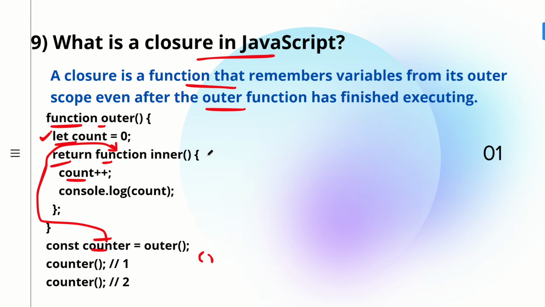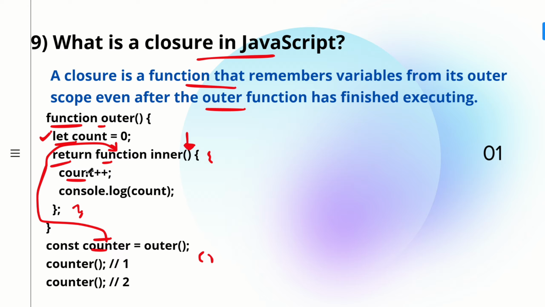Because in the scope of this inner function, you can see there is nothing called count variable. Count variable was there in outer function, which has finished executing, whereas inner function is not having anything called count, nor are we getting anything from the argument. So what is this count? We should be getting error, but no, we don't get any error here.